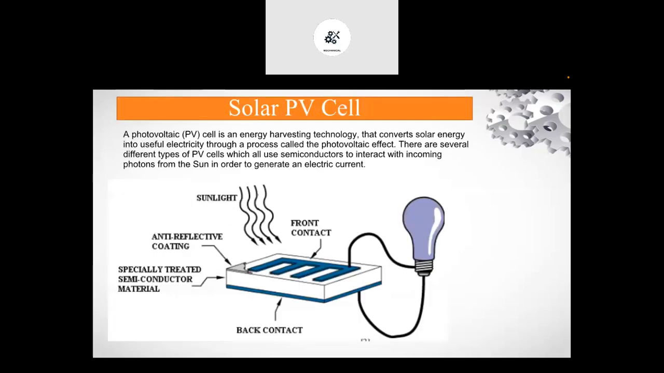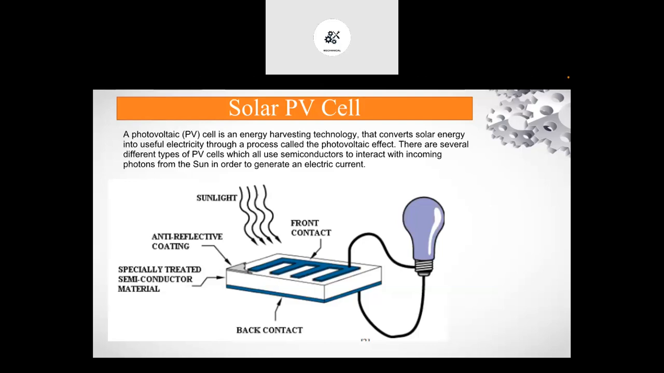Now the next and last point of this chapter is the solar PV cell. It is also called a solar photovoltaic cell. A solar photovoltaic cell is an energy harvesting technology, meaning we use it to extract energy. These solar PV cells convert the radiation energy received from the sun into electrical energy. That is the main function of a solar PV cell. It converts solar energy into useful electricity through a process called the photovoltaic effect, and that's why it is called a solar photovoltaic cell.